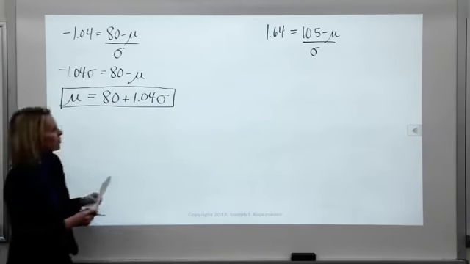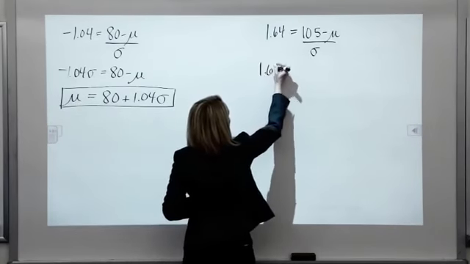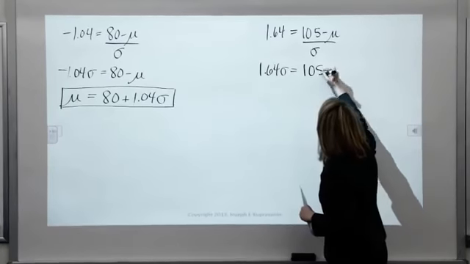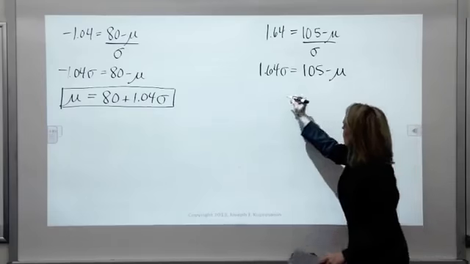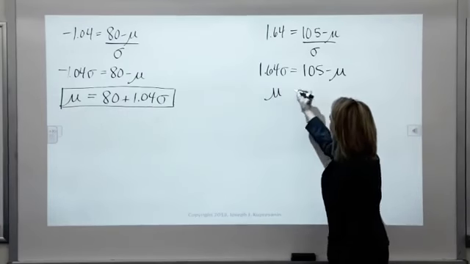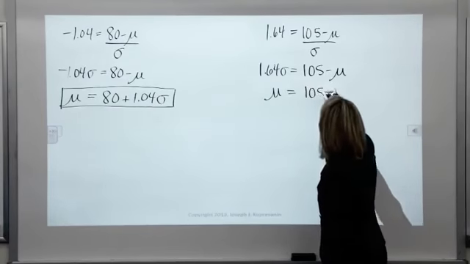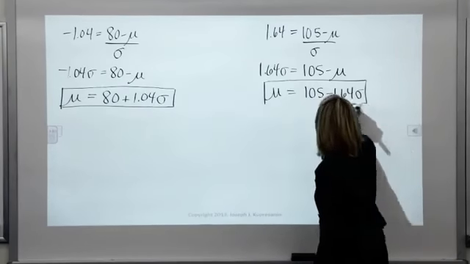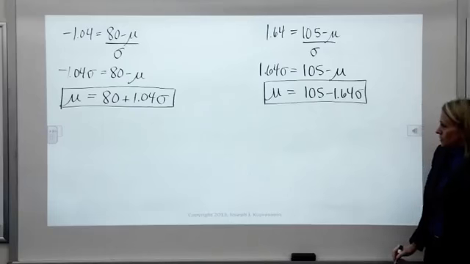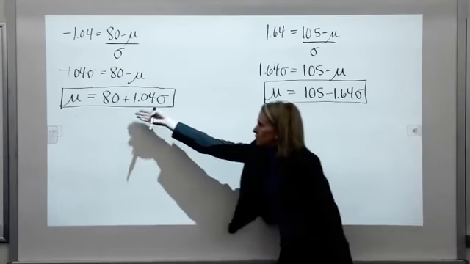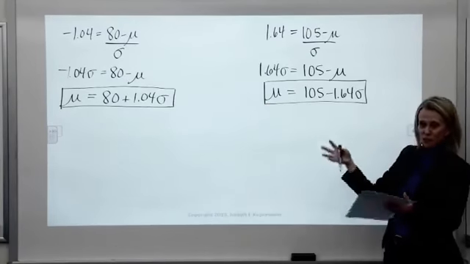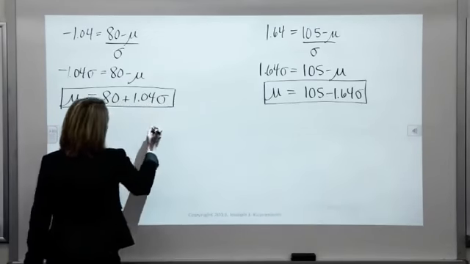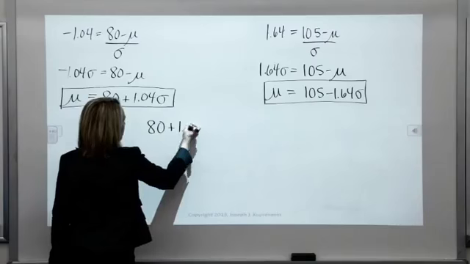I'm going to do the same thing over here. Multiply both sides by sigma. Over here it'll cancel. I'm going to add mu to both sides. I'm going to subtract this from both sides. And now I have mu equals. All right, so mu equals this, mu also equals this. Therefore, I can set those equal to one another. So now I'm going to pull these two together.